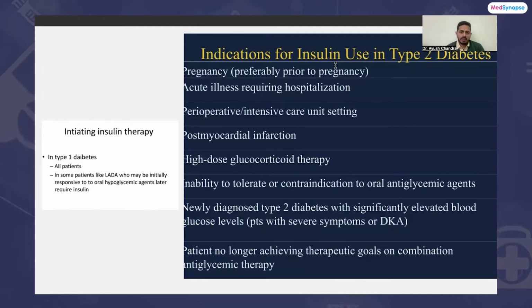Other cases I will be discussing here, like one is pregnancy. So prior to pregnancy, if metformin is not working, then ideal therapy is insulin therapy in these cases.